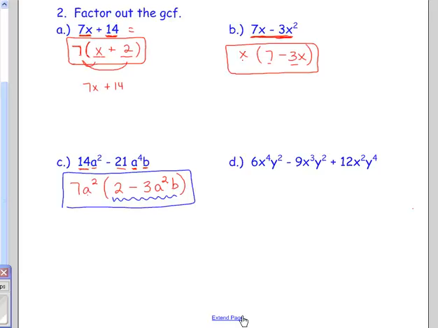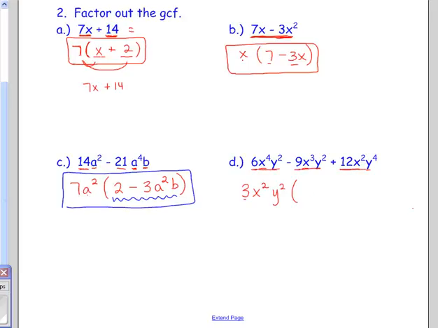I would look at my coefficients 6, 9, and 12. The highest number that would go into all three would be 3. Look at the variables x. They all have an x, at least to the second power, and they all have a y, at least to the second power. Okay, so how many terms should I have left in the parentheses? The same number that I started with here. So this is a trinomial. I would have 3 terms.